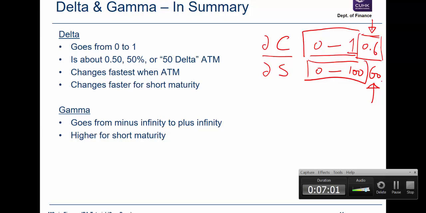Now it is approximately 0.5 when an option is at the money. It is not exactly 0.5.